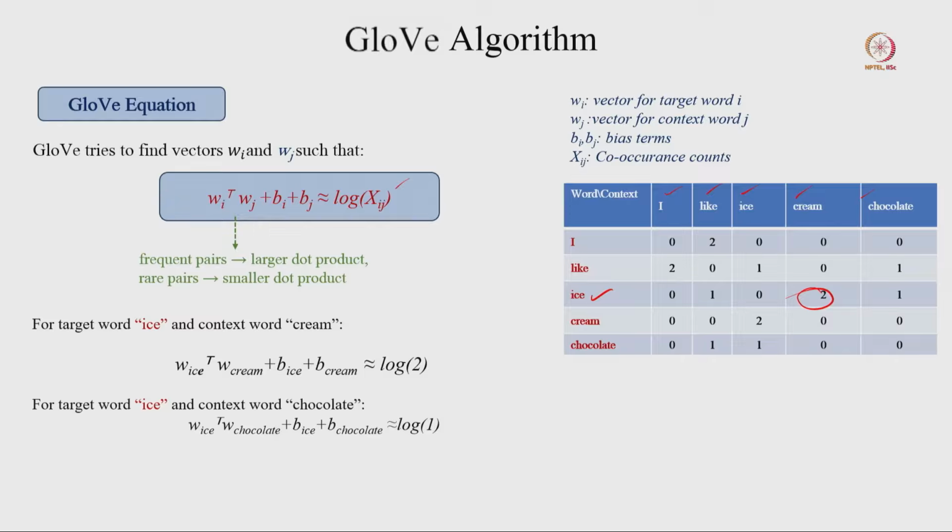Whereas, if you take the other one, for the target word "ice" and the context word "chocolate", once again the target word is "ice", same one, context word is "chocolate". So, in this case what is the Xij value? It is 1. So, W ice transpose W chocolate plus B ice plus B chocolate is approximately equal to log 1. Of course, log 2 is more than log 1. So, the higher the co-occurrence value, the higher this dot product value. Okay. So, this is the gist of the mathematical implication of the GloVe algorithm.